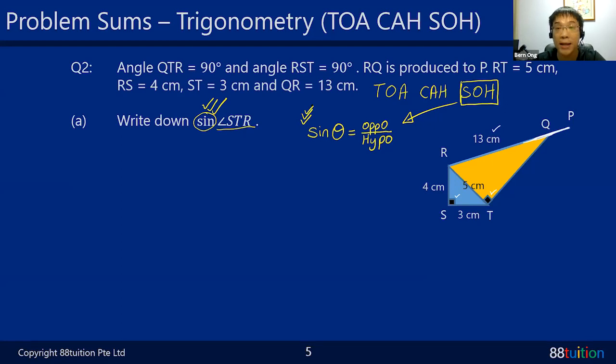So where is the focus? The question is looking for STR. STR is this blue triangle here. All right, so this blue triangle is drawn like that. Okay, let me just extract it out. STR.